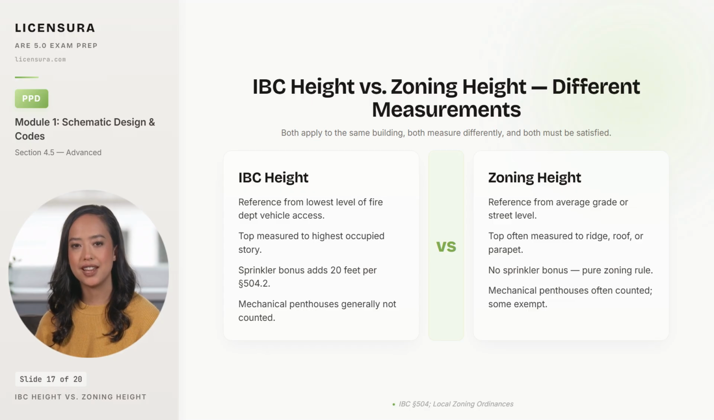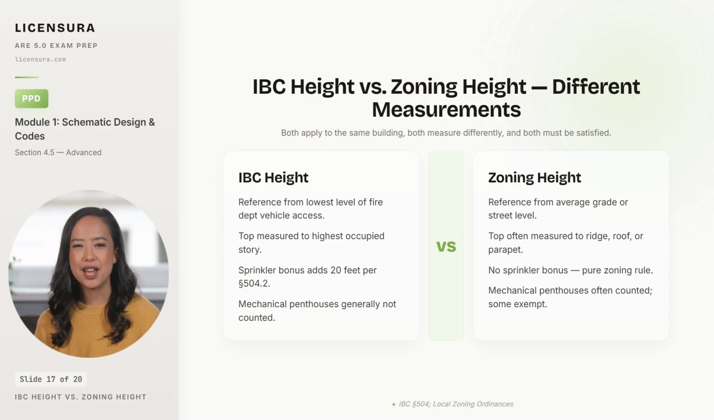The IBC and the zoning code measure building height differently, and most architects discover the discrepancy only when their permit application gets rejected. The IBC measures from the lowest level of fire department vehicle access up to the floor surface of the highest occupied story. Mechanical penthouses generally do not count toward the top end. Sprinklers throughout the building unlock a 20-foot height bonus under Section 504.2.